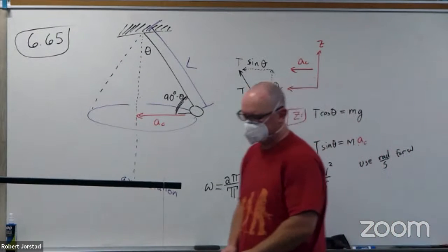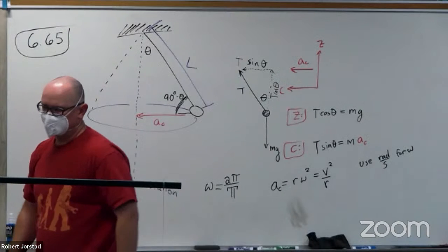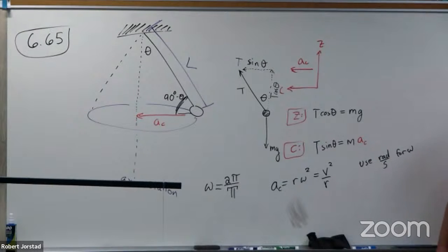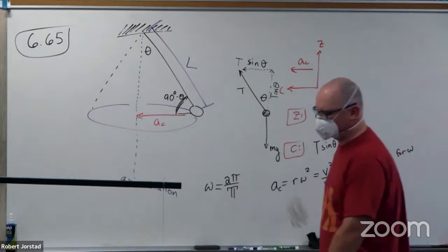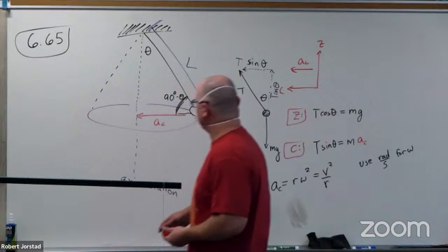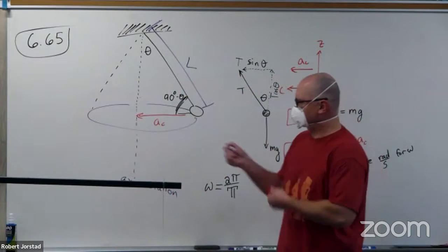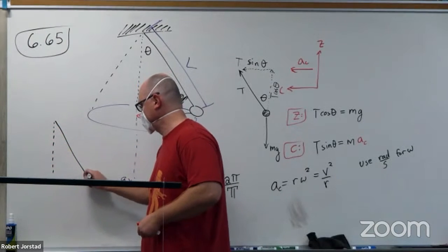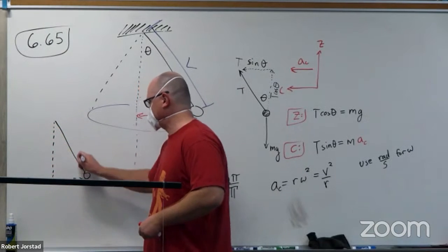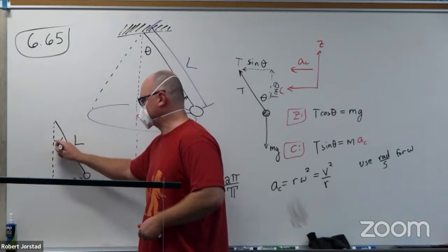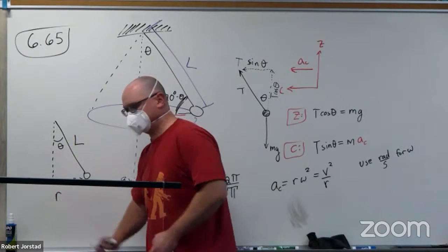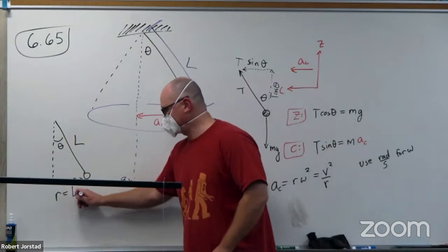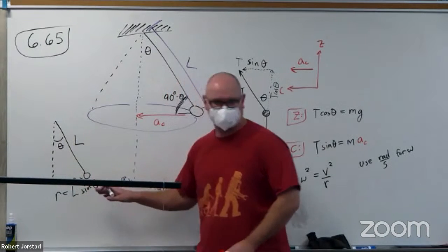The only thing with a problem like this is that the radius of the circle is going to be a trigonometric component of the length. Yes, thank you for pointing that out. We should mention that right now, I was in such a hurry to get to that summary. Look at this triangle. If this side is L and this angle is theta, what's the radius? L sine theta. Did that make sense?